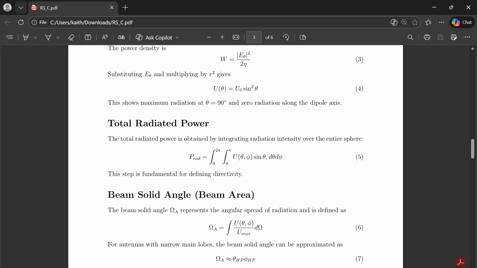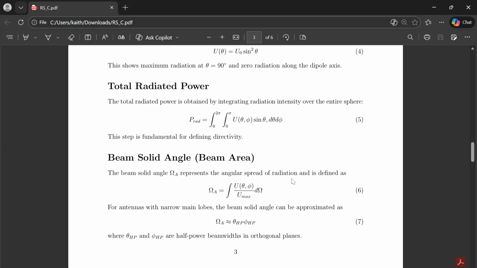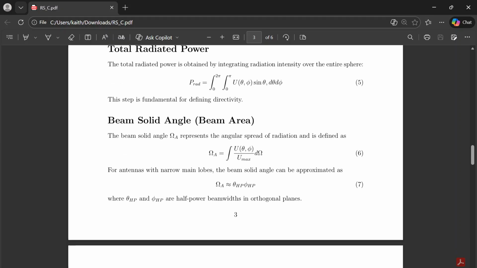The total radiated power is defined as the integration of the radiation intensity over the entire sphere. That is basically you integrate the radiation intensity over the entire sphere. This sin theta is the Jacobian, which you will get when you do the axis conversion from Cartesian to spherical. Now, let us define another important quantity called beam area. Beam area is basically the angular spread of the radiation. That is, you integrate the normalized radiation intensity with respect to the solid angle.